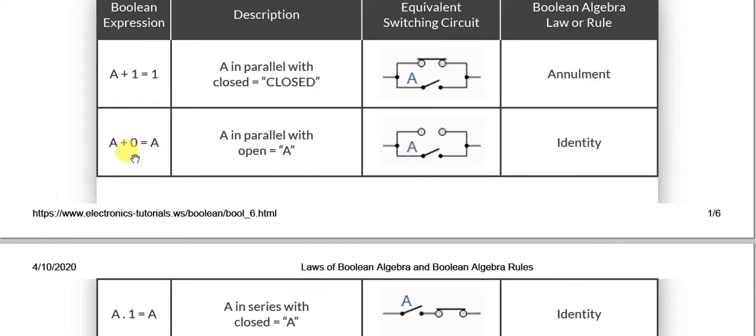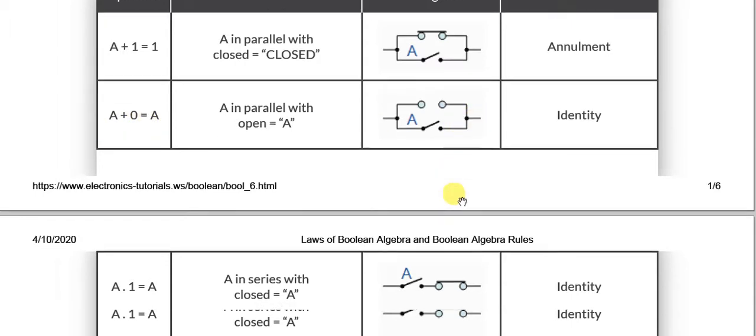In the law of identity, we say that this circuitry is a switching circuit. When the switch is open, there is 0. It has two states, either 0 or 1. When the switch is 1, the output will be equal to 1. That means it is closed, A is equal to A. But when A is 0, obviously the output is also 0.